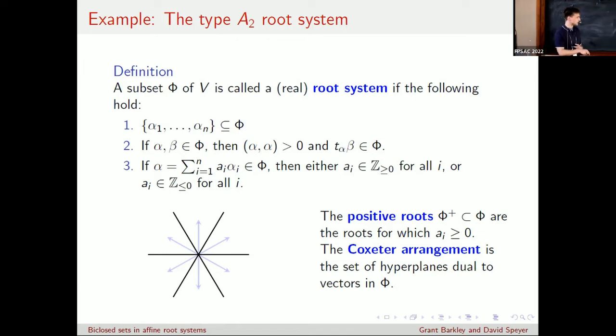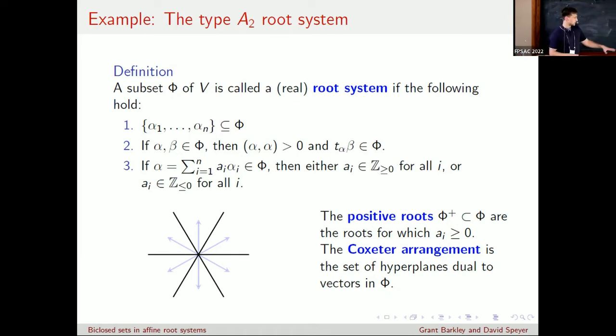But a nice way of drawing these pictures is just to think of the hyperplanes as being orthogonal in the usual sense, like in the Euclidean metric, orthogonal to our original vector. So that's how I've drawn it here. Here I have a vector in my root system, and this line right here is orthogonal to it.